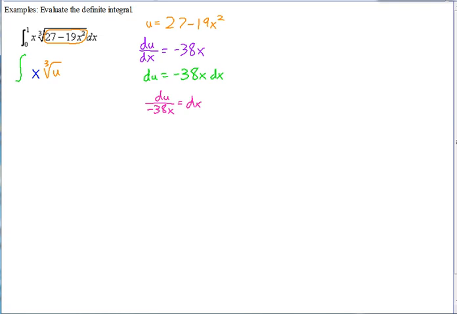Since that's what dx equals, we substitute that in for dx. So we have times du over negative 38x. You can see the x's reduce out there, which is what we want. We want the whole integral in terms of u, which now we have. So far we've done everything identical to if this was an indefinite integral that doesn't have lower and upper limits. But now let's take a look at a key difference here.